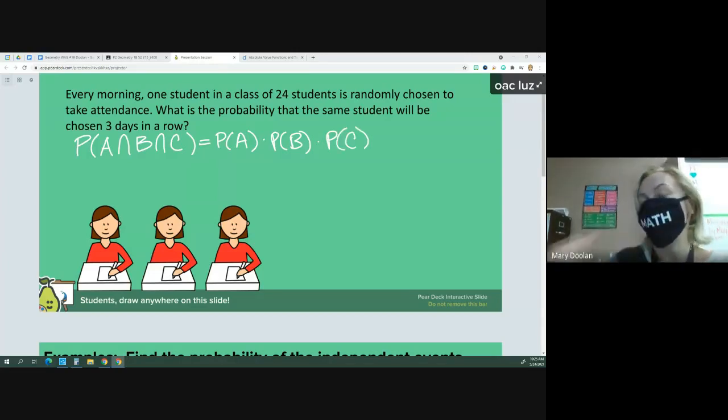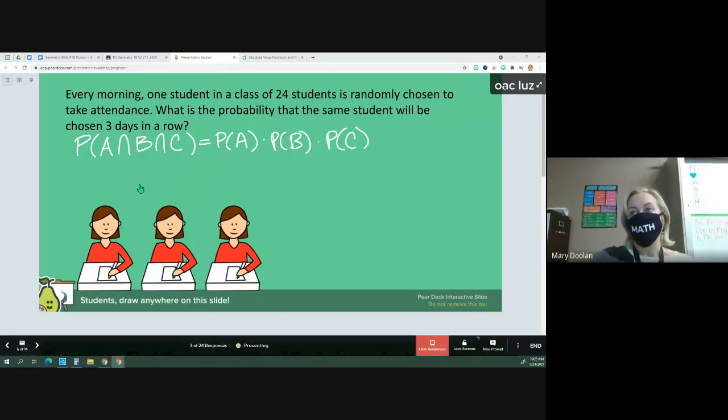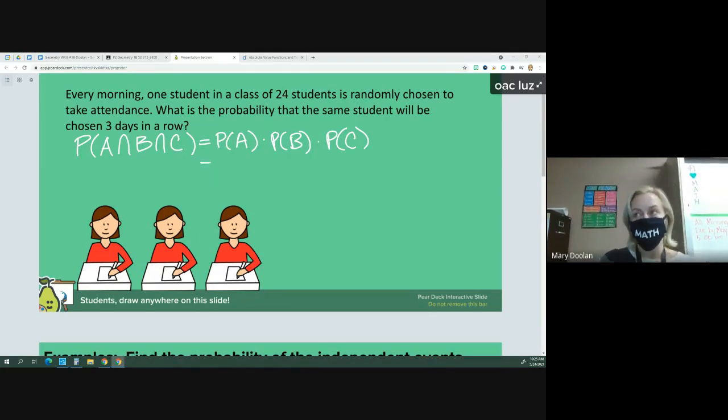So that rule I showed you on the last slide works for just 2 events. It also extends to 3 events, 4 events, whatever number of events, as long as they're all independent. And now I just replace each of these probabilities with numerical values. So this is the part that you'll have to be able to do.